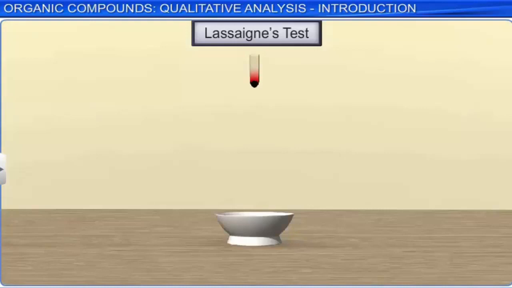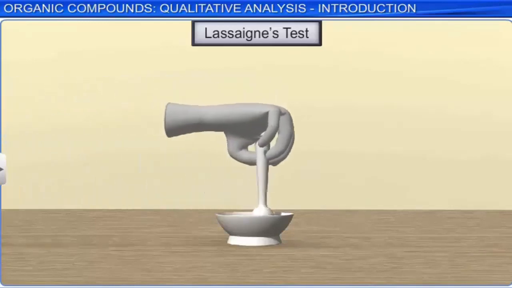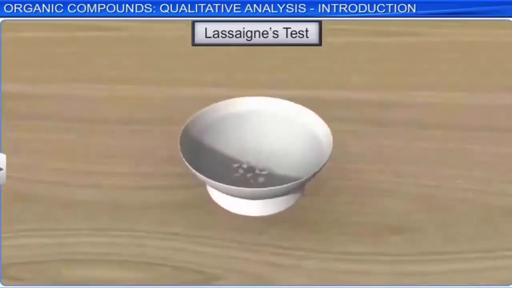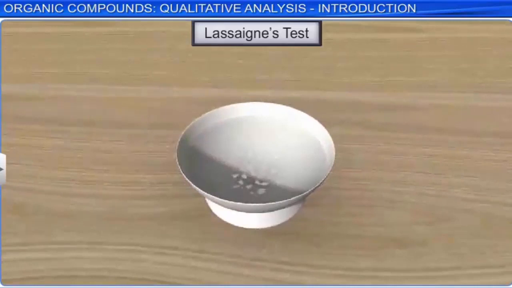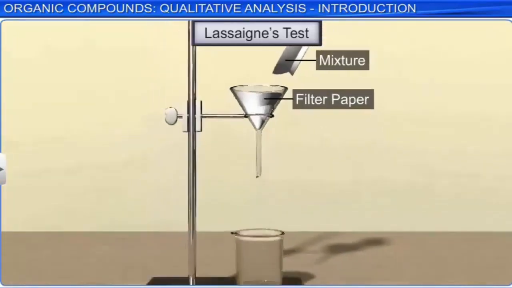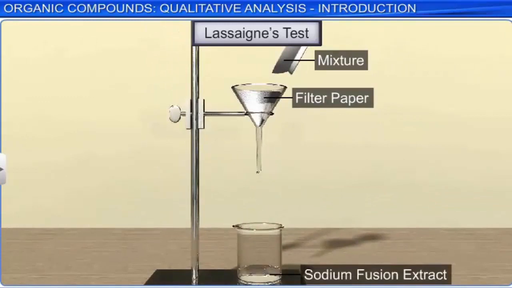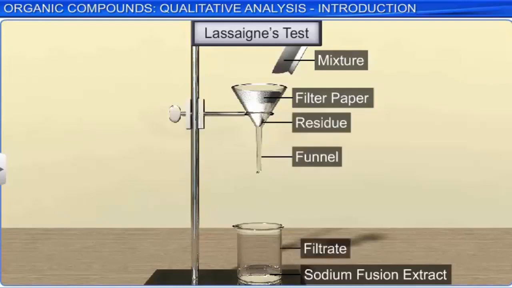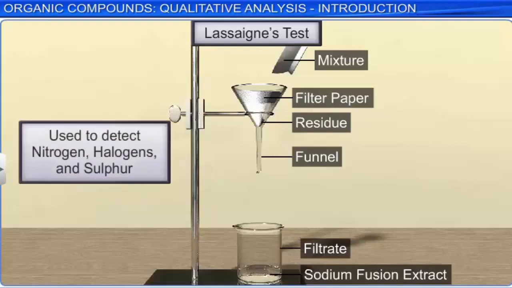The red hot tube is then introduced into a mortar containing a few ml of distilled water. The red hot tube is crushed and the mixture is thoroughly ground with the pestle. The contents are then filtered into a test tube. The filtrate obtained is called sodium fusion extract or Lassigne's extract. This extract is used to detect the other elements such as nitrogen, halogens, and sulfur.